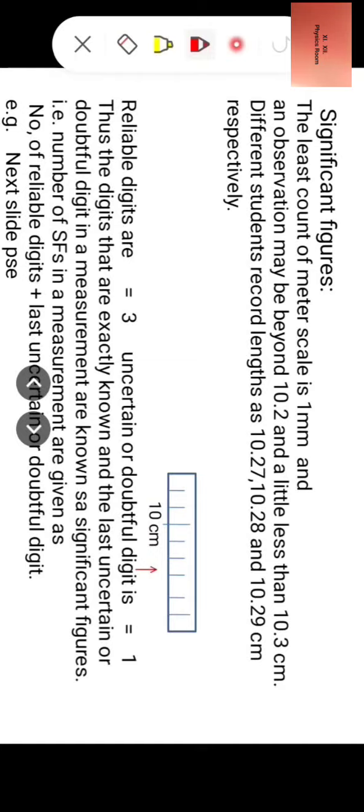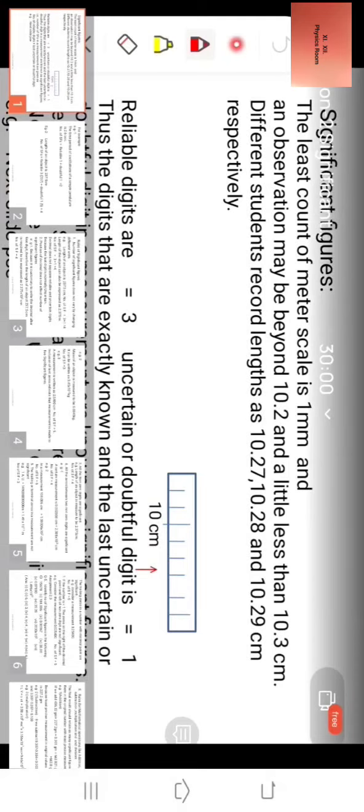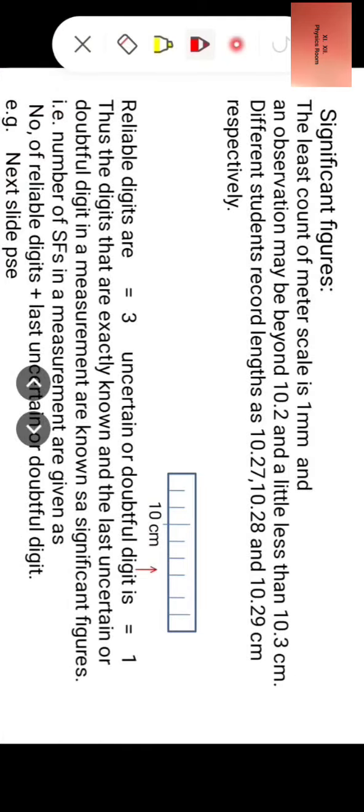The least count of a meter scale is 1 millimeter, and an observation may be beyond 10.2 and a little less than 10.3 centimeter, as shown in the diagram. Different students record lengths as 10.27, 10.28 and 10.29 centimeter respectively.